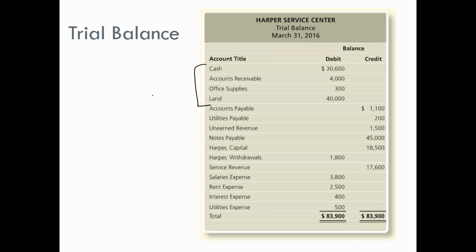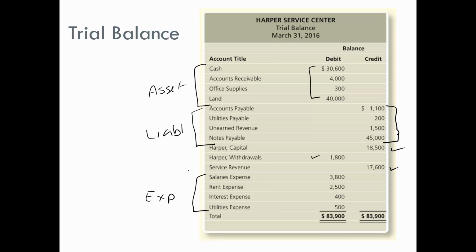So here is all my assets. They all have debit balances. Here's all my liabilities. They all have credit balances. My capital has a credit balance. My withdrawals have a debit balance. Revenue has a credit balance. And then all of my expenses have debit balances.